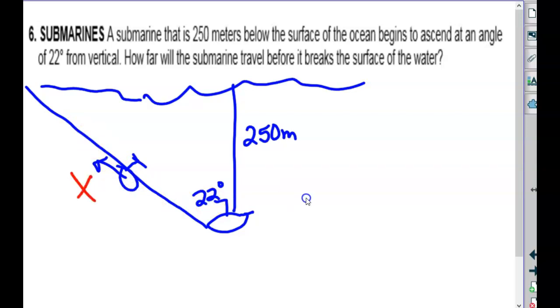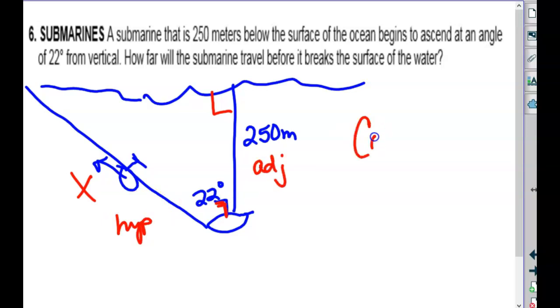So that's what we want to find, which is the hypotenuse. So we have a right angle here because we measured depth straight down from the surface of the water. So this is the hypotenuse, this is the adjacent to our 22-degree angle.